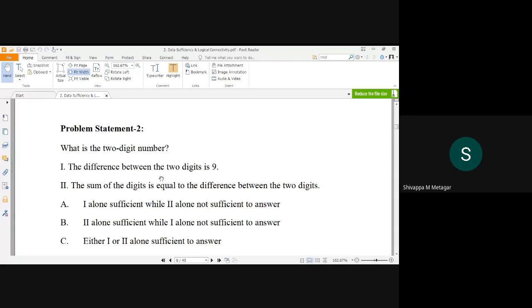That is the first statement. For the second statement, the sum of the digits is equal to the difference between the two digits. It means the sum of the two digits, x plus y, is equal to the difference between the two digits, x minus y. Here, based on the first statement, you know the difference between two digits, x minus y, is equal to 9. The second statement is x plus y is equal to x minus y. You know the x minus y value is 9.